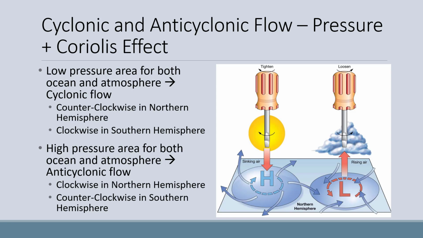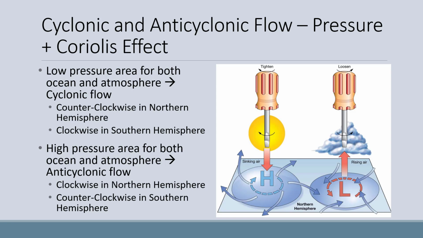When you have a low pressure area for either the ocean or the atmosphere, you will have cyclonic flow. That is shown on the far right for the northern hemisphere. That low pressure system means that water or air will rush in, but it will be deflected by the Coriolis effect, and that causes the eddy or storm to rotate counterclockwise in the northern hemisphere and clockwise in the southern hemisphere.